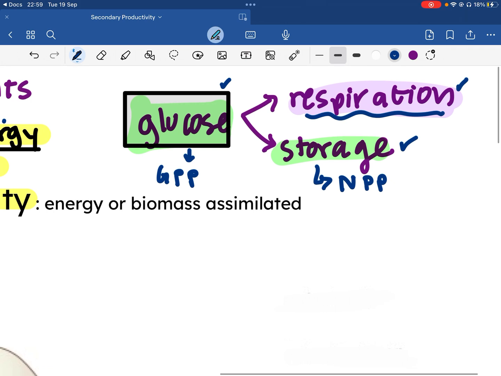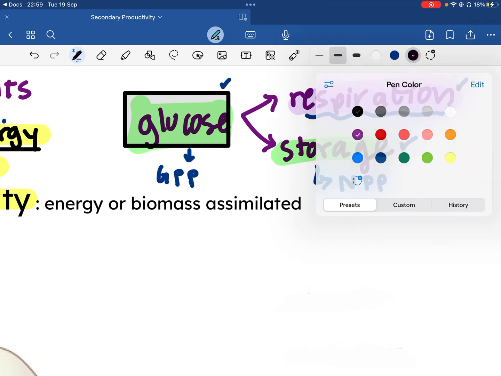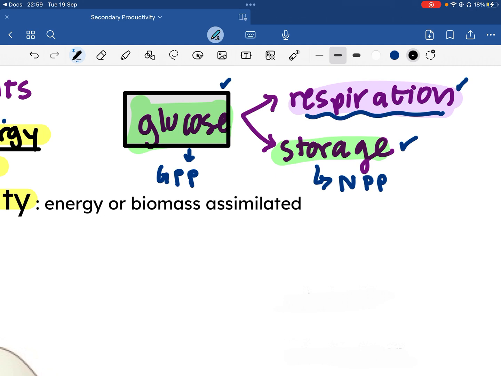Now, of course, consumers, heterotrophs, those of us who can't make our own food, we do the same process. We get glucose, we can use it for respiration, we can use it to make energy right away, or we can use it to build more biomass. Now, what's the only difference? Well, in order to get glucose, we need to get it from somewhere. We can't just make our own glucose, we need to eat the glucose.